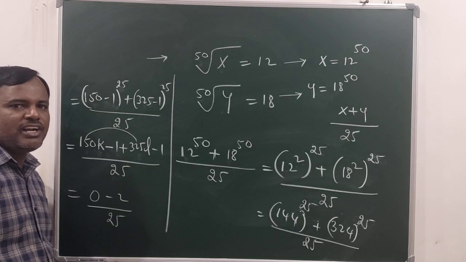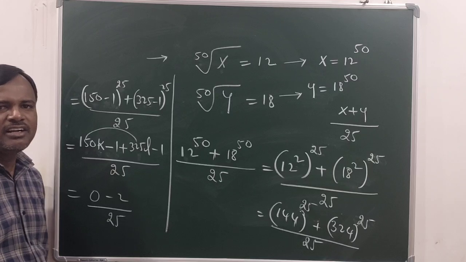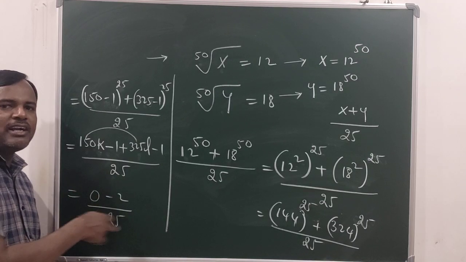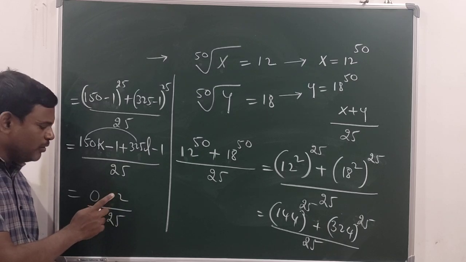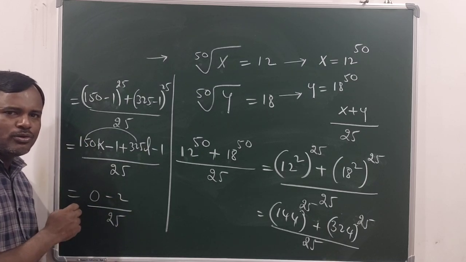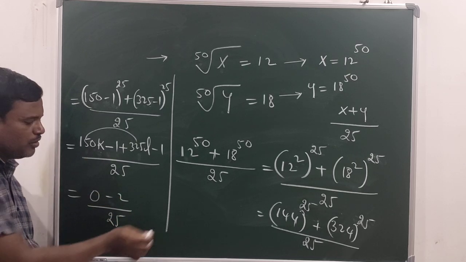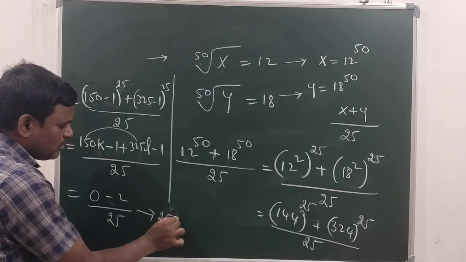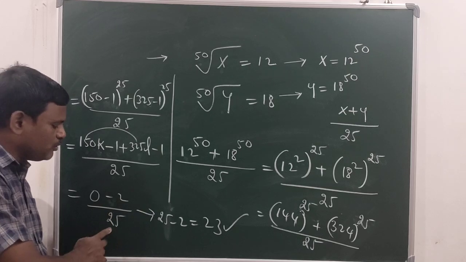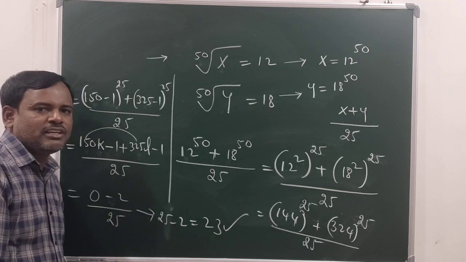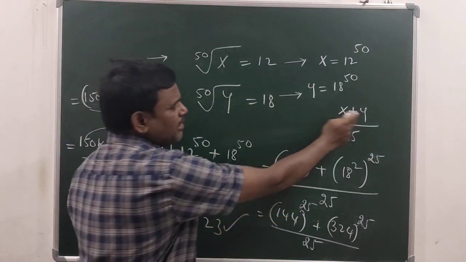But you know, in every division, remainder values would be either 0 or smaller than the divisor. So here remainder can be 0 to 24. But here you are getting negative. Whenever you get a negative value, I said to subtract this value from 25. 25 minus 2 you have to do, which leaves 23 as remainder. Simply this minus 2 should be added to the divisor so that you will get 23. The 23 is the required remainder when this is divided by 25.